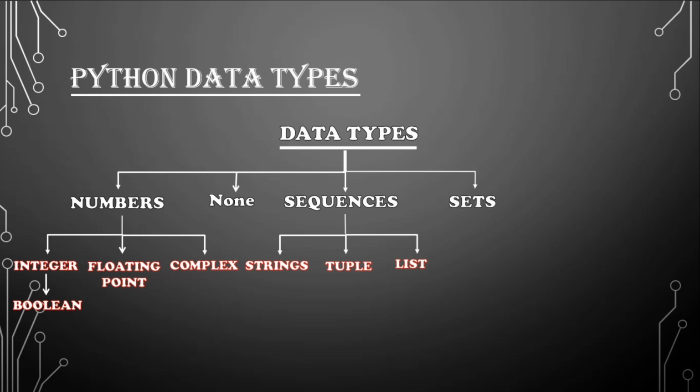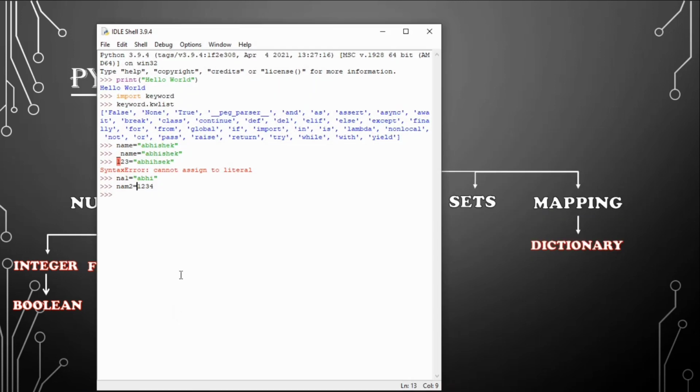The fourth one is set, and fifth mapping. Mapping involves dictionary. Dictionary are enclosed in curly brackets, and list are in square bracket, tuple in round brackets, and string in inverted commas. Now let's see some examples of these.